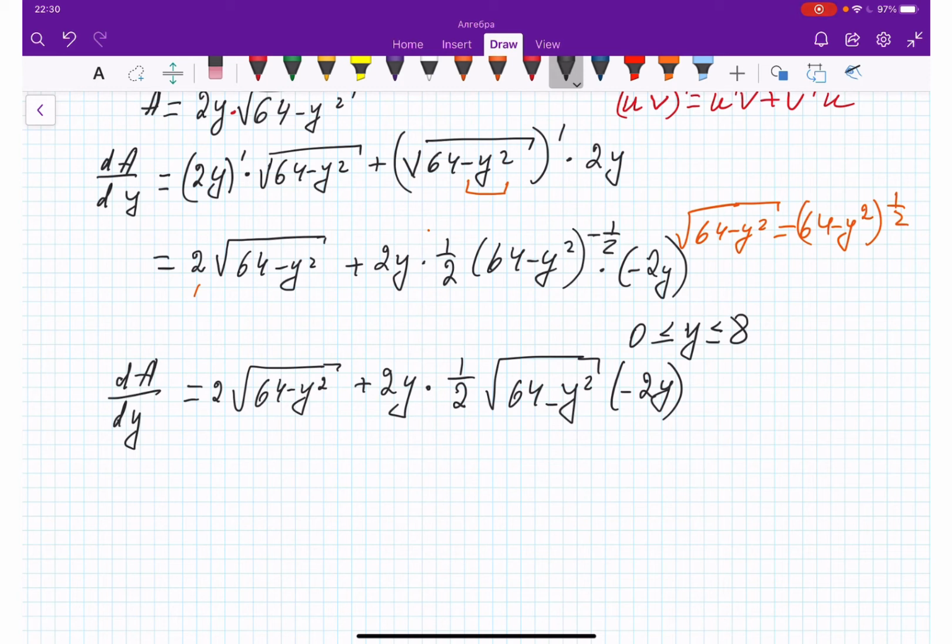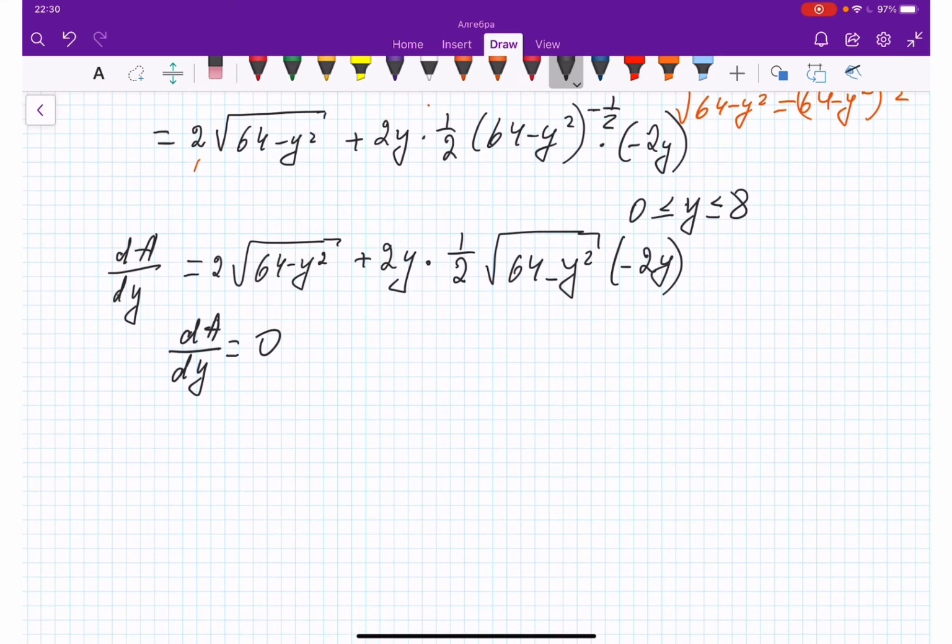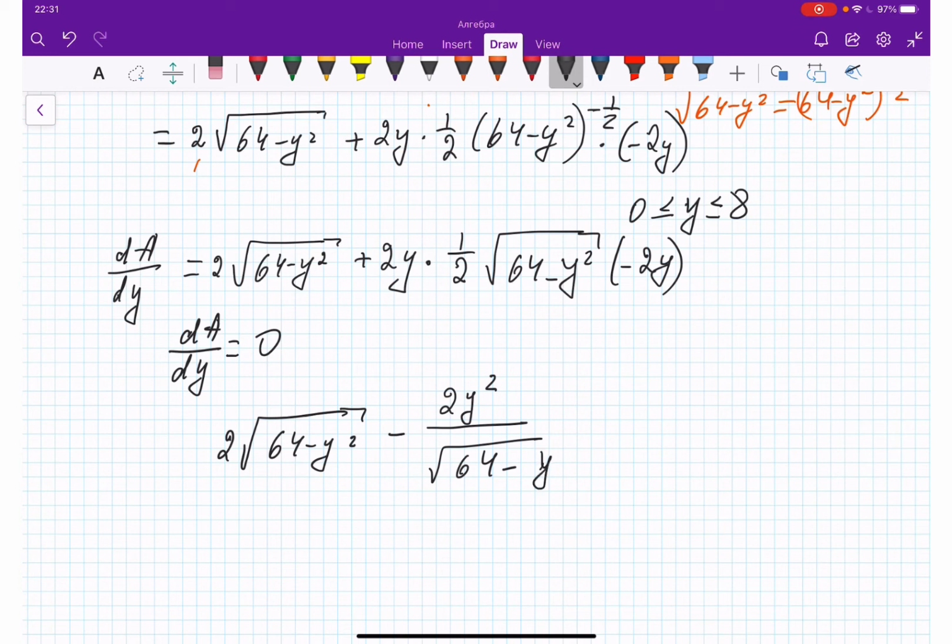Okay, so now we need to set dA by dy equal to 0 because we want to find the maximum, right? The maximum rectangle, the area of the maximum rectangle. Okay, well, let's do it. 2 square root of 64 minus y squared, minus 2y squared over the square root of 64 minus y squared, and all this is equal to 0.